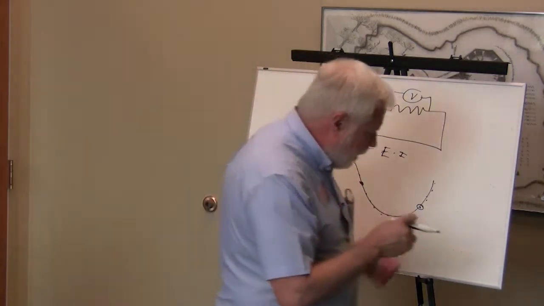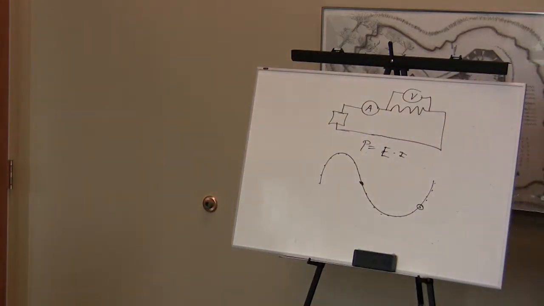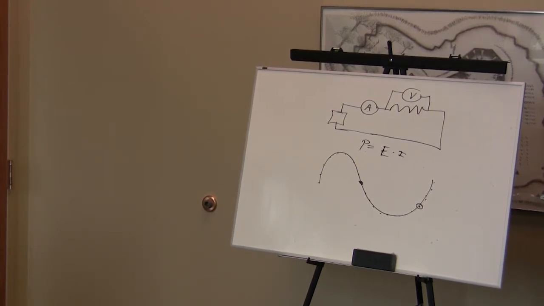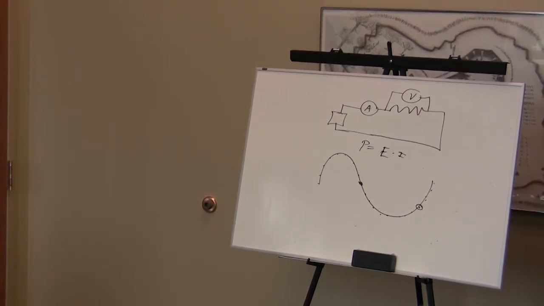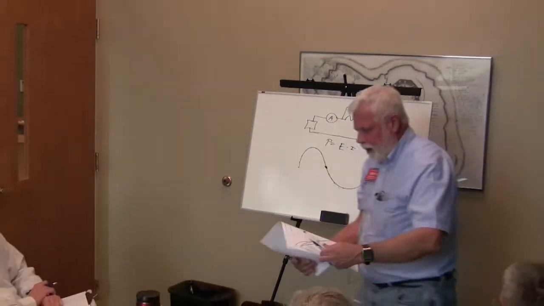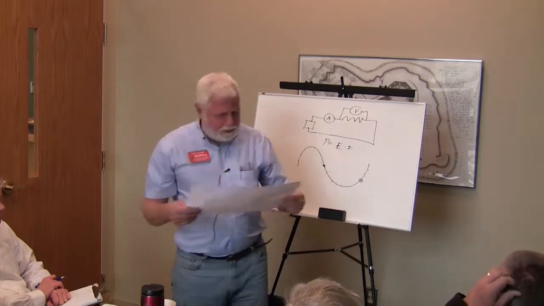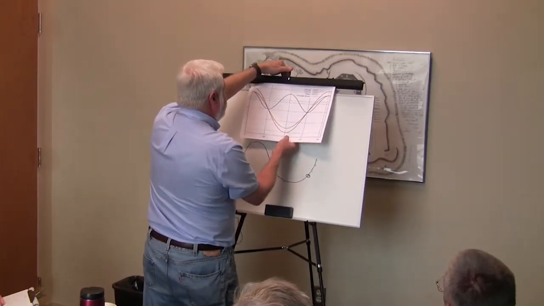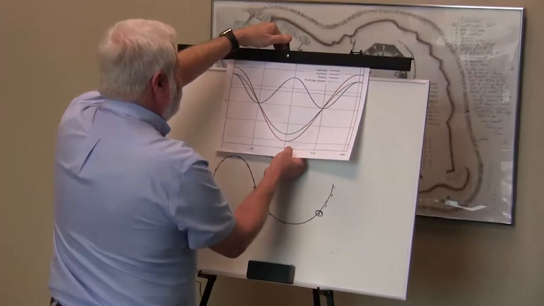Now I've got a chart here. I'll just kind of show you this. This plots out the instantaneous power going through a resistor. Don't get freaked out by this. This is not complicated.